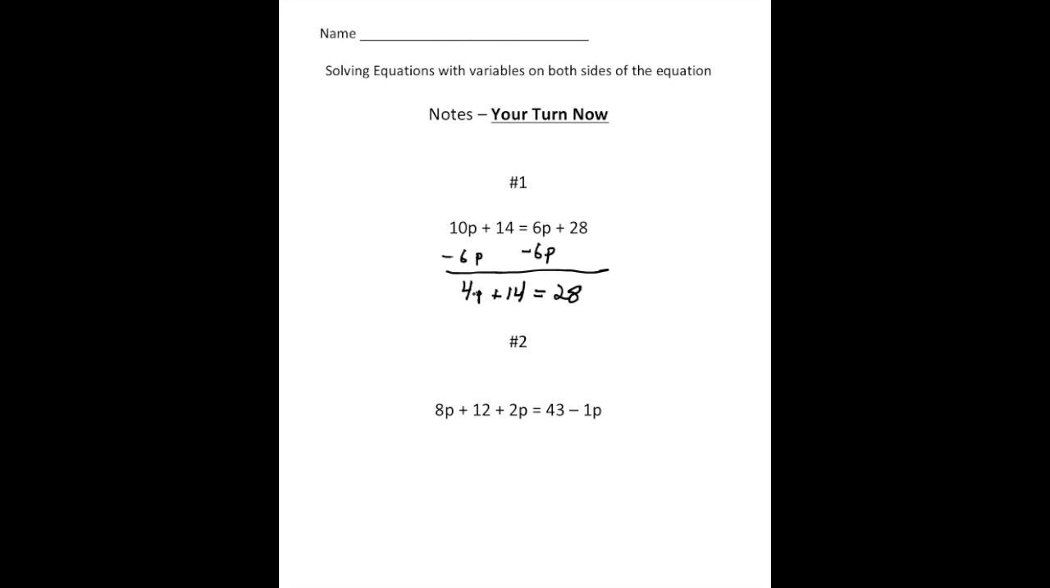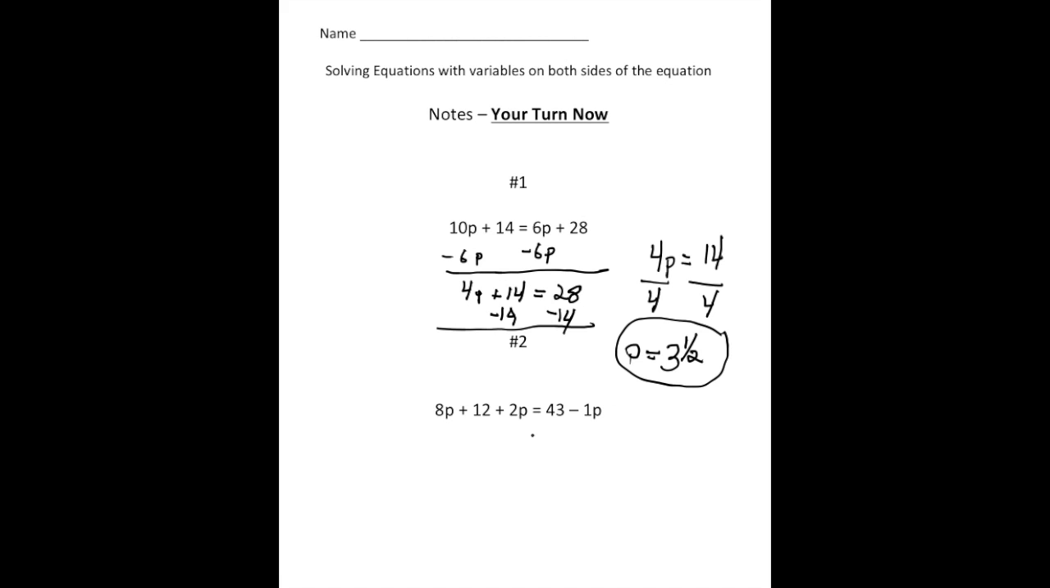All right, so now our goal is to solve for this p here, right? So the opposite of adding 14 is take away 14. So now we have 4p equals 14. Divide both sides by 4. And p is going to be, let's see, 4 goes into 14 3 times. We have 2 left over, so it's going to be 3 and a half. How'd you do? Did you get that one right? All right, now the next one.